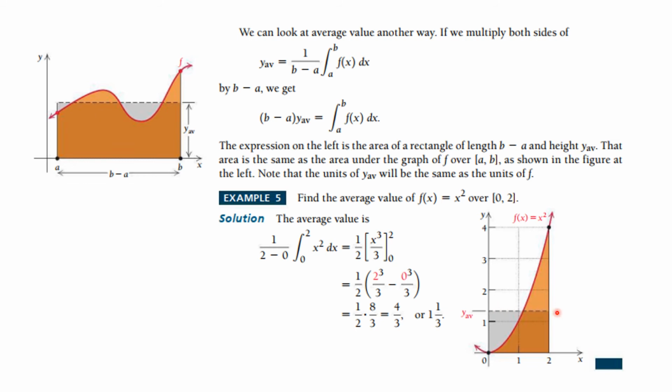That means that this rectangle, 4 over 3 in the y direction going from 0 to 2, has the same area as this butterscotch colored region.